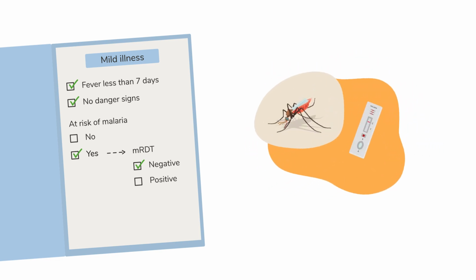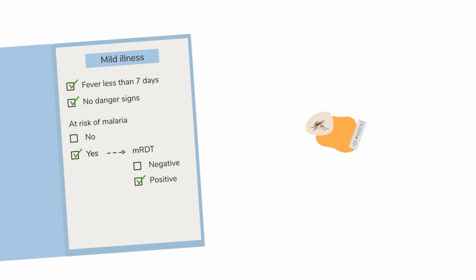If the MRDT is positive, the World Health Organization, or WHO, recommends treating the child with an oral antimalarial. If you are able to prescribe medication, give the child the first dose and show the caregiver how to do this. Ask the caregiver to give the child the rest of the medication at home.